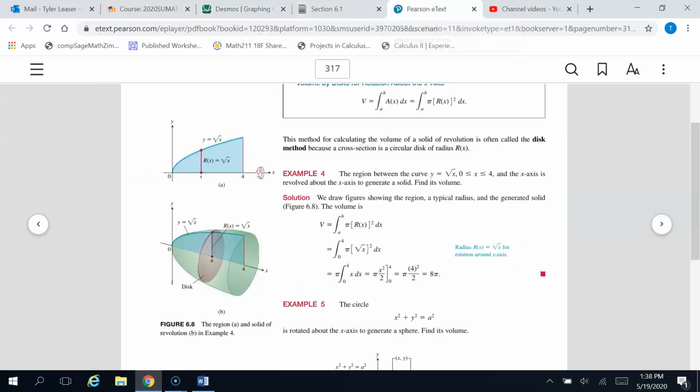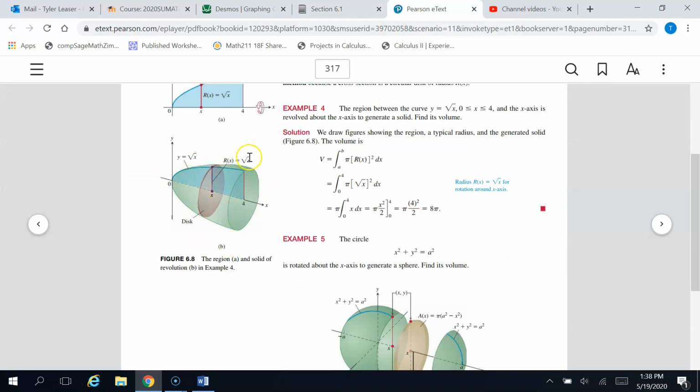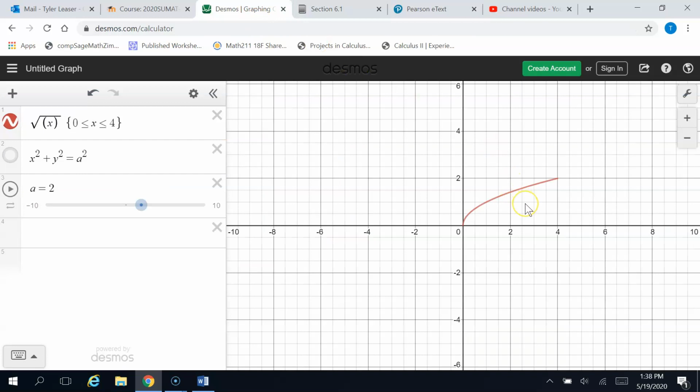So just to go over to the book, it would be this shape, right? This is the shape that we're generating by revolving it around the x-axis. Now, I don't just have to revolve it around the x-axis. We could revolve it around the y-axis, and we end up with this weird donut-looking thing. It doesn't even have to be the x or the y-axis. We could revolve it around any horizontal or vertical axis to generate some kind of three-dimensional solid of revolution. Let's talk about finding the volume of the solid.